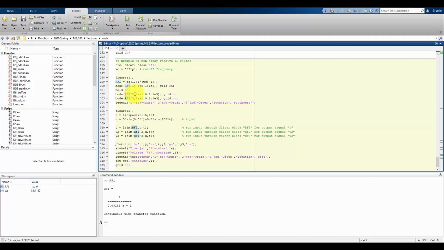The second one we see in line 302 here is going to be the second order filter. So for the second order filter, I can just chain together 2 of these first order filters and multiply their transfer functions together. So I just have RF1, and I'm going to square it, multiply it by itself. And now I'll make a third order filter by chaining together 3 of these, and that's the RF1 cubed. And we'll see how that affects it. And we'll see all 3 Bode diagrams on that same plot.